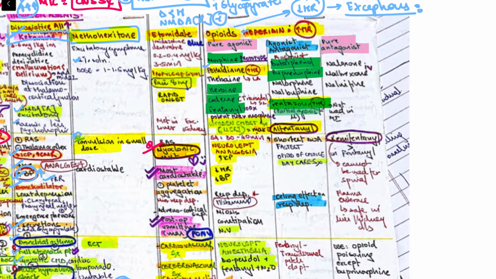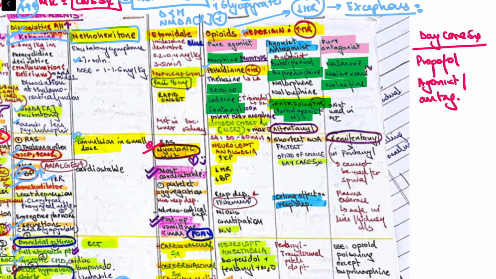Then agonist antagonists are butorphanol, buprenorphine, remember these. Then pentazocine, it is a partial agonist at mu receptors, right? Pure antagonists are naloxone, naltrexone and nalmefene. You should know these. This is very important. Read this from pharma. All right.